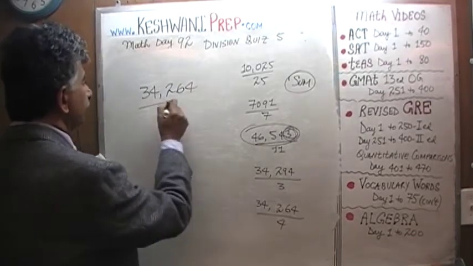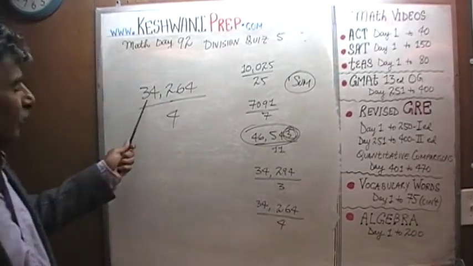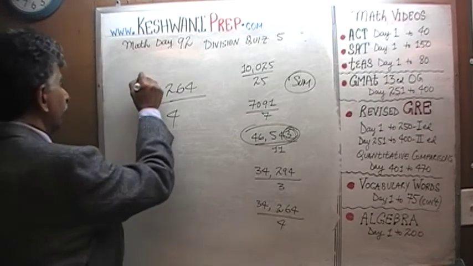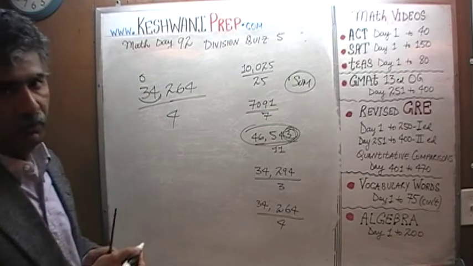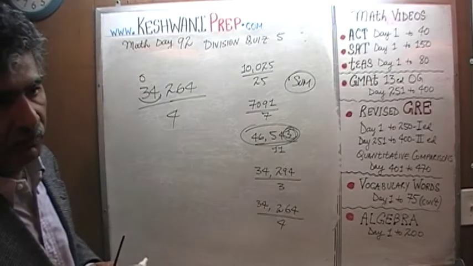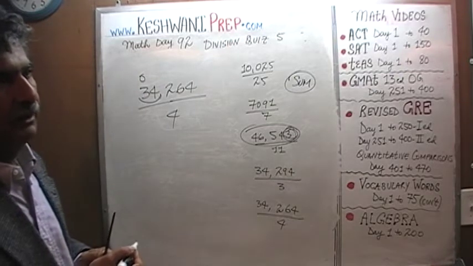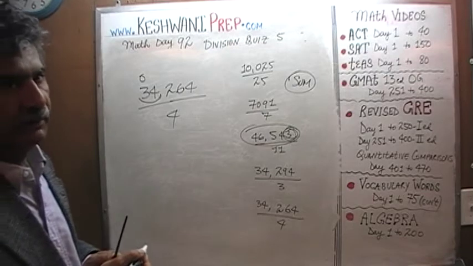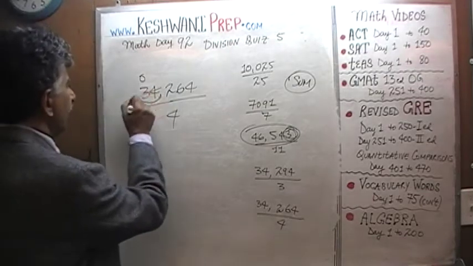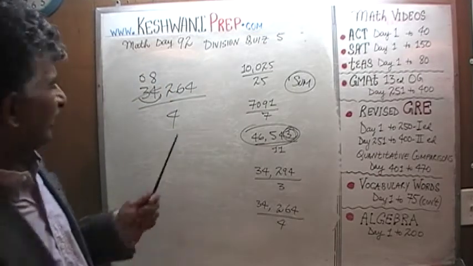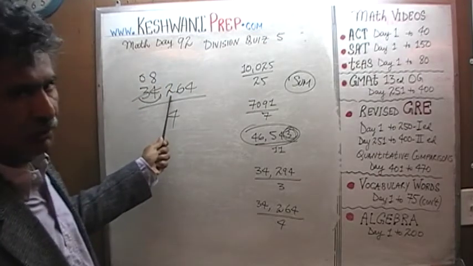Let's put it together. How many 4s does 3 have? 3 has no 4s. That 3 goes and joins the 4, becomes 34. How many 4s does 34 have? 8 4s are 32. The remaining 2 goes and joins the 2, becomes 22.